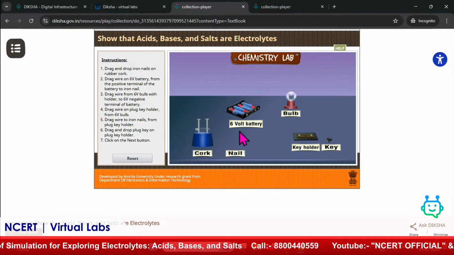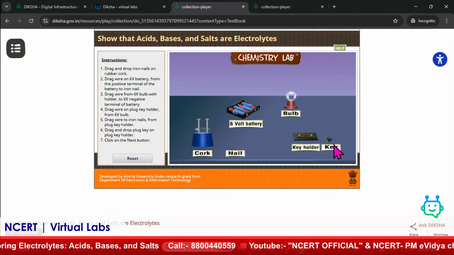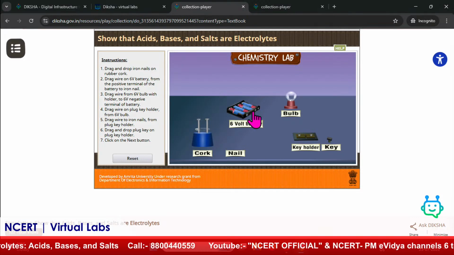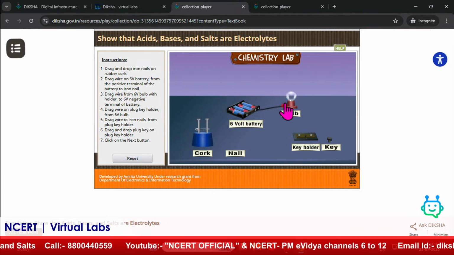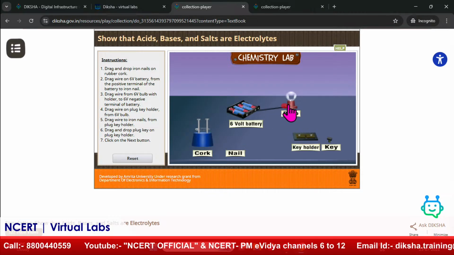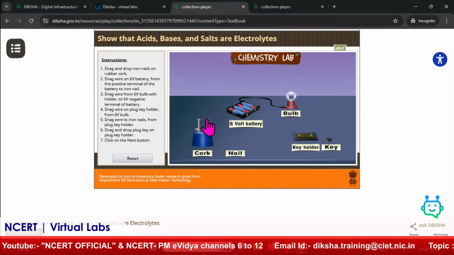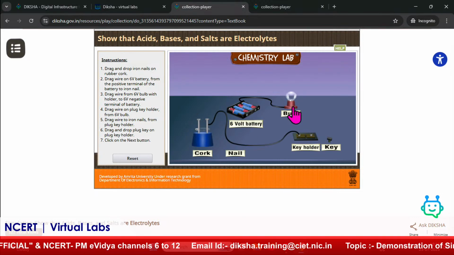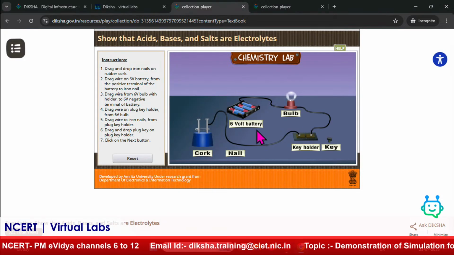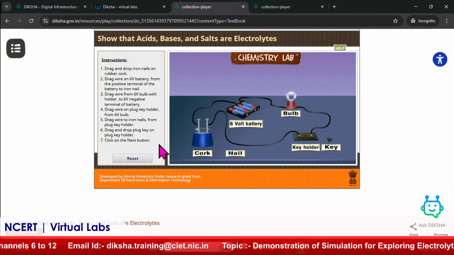Now the next is that here we can see there is a battery, there is a bulb, there is a key holder, and there is a key. Now step by step we'll make the arrangement here. I'll make the connection first with this battery here. Okay, so now we have done. Now next I'll make some connection with this, and we'll go and complete this circuit. So now here we can see the circuit has been completed.